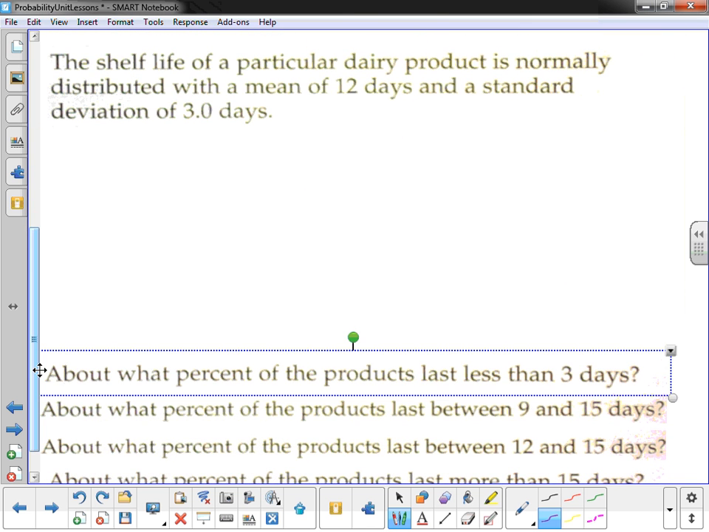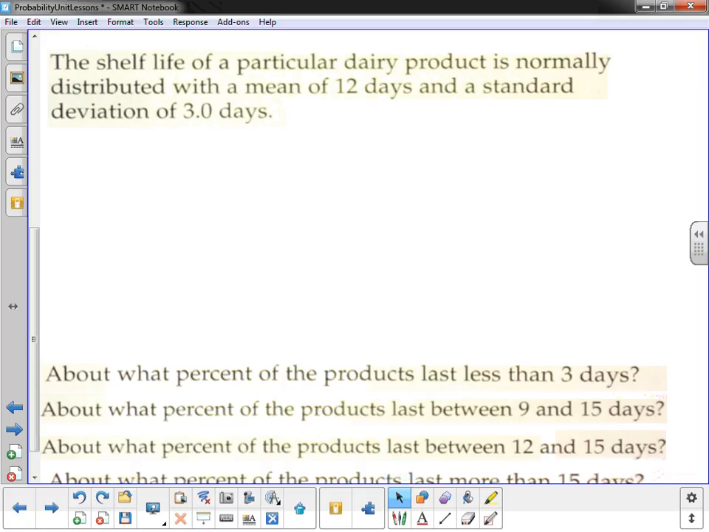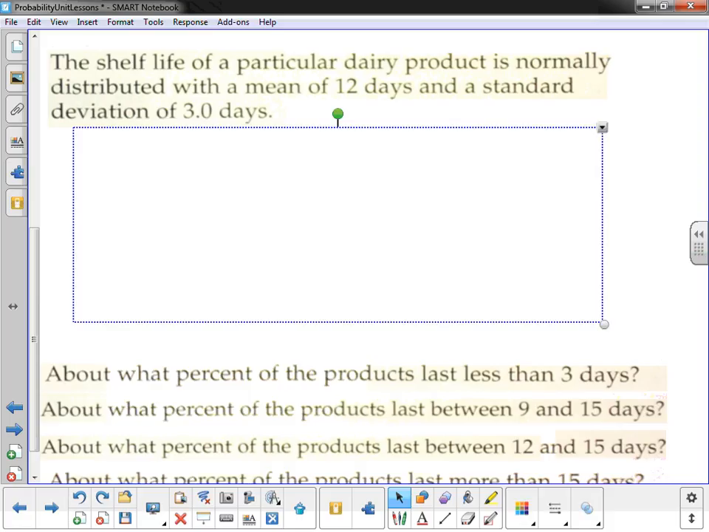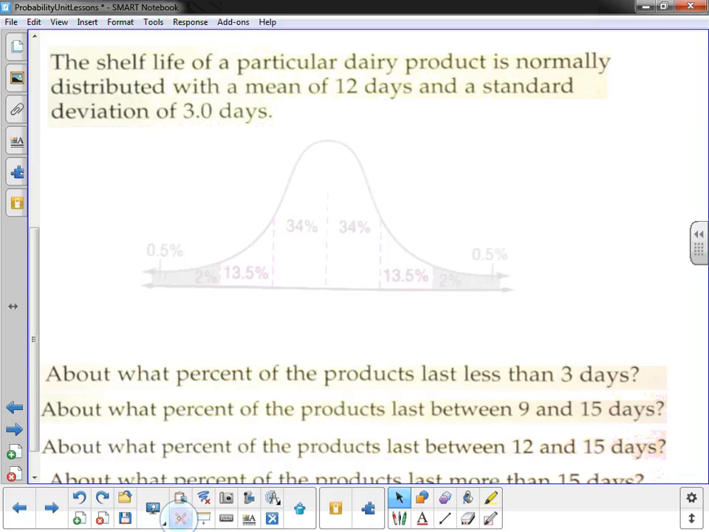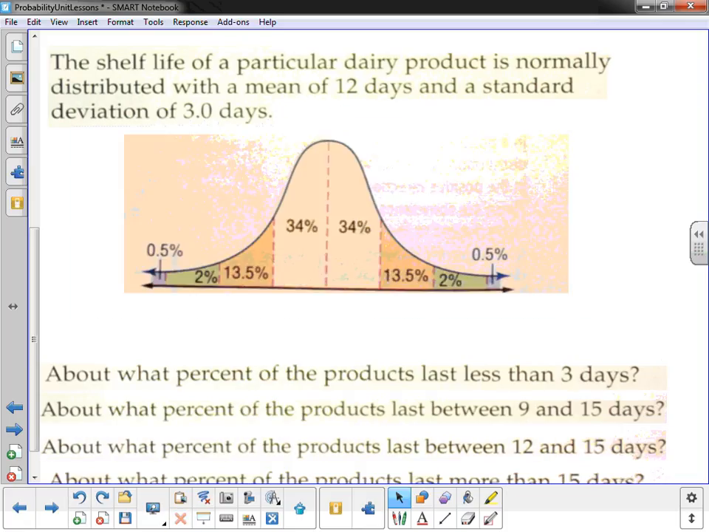Okay, the shelf life of a particular dairy product is normally distributed with a mean of 12 days and a standard deviation of 3 days. So the first thing I like to do is I bring in a bell curve. I look at a bell curve, and I take the information that they gave me. Well, they told me that I had 12 days as a mean. Now, a standard deviation of 3 days.